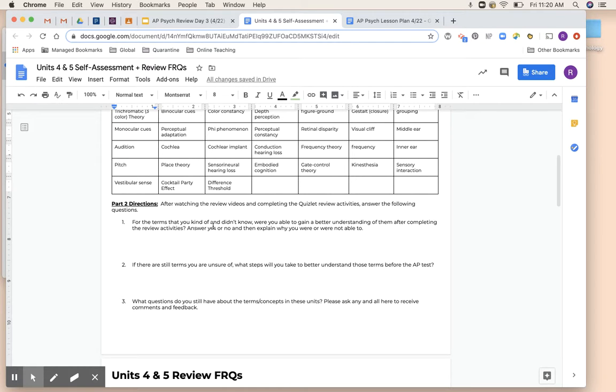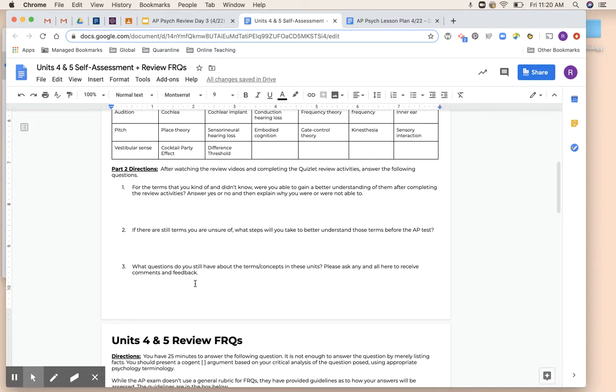So if you're like, yes, I totally was, because I wrote down the definitions and then I did the review of those terms specifically. I did the flashcards like 5 times. Awesome. If you said no, then moving to question 2, if you're still unsure, what steps should you take? Maybe doing more of those review flashcards, coming to the live session, whatever it is. So you're thinking about your own thinking, metacognition there. Finally, what questions do you still have about the terms or concepts in these units? This is your opportunity. If you don't want to come to a live session, you don't want to email me, write it here. I'll give you some feedback.